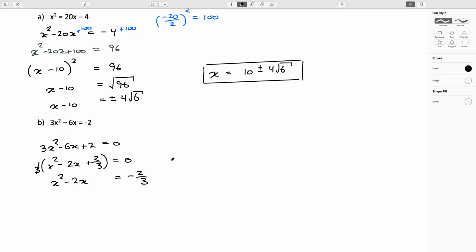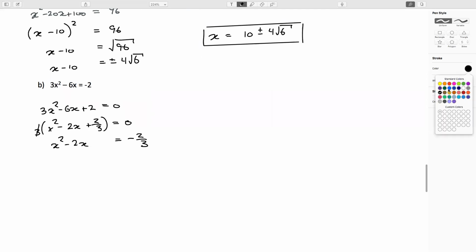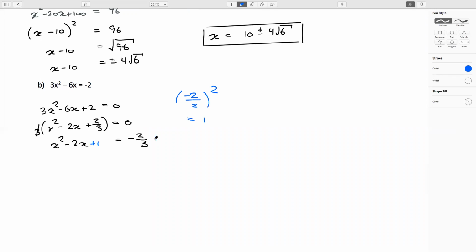We have to complete the square. In this question, b is negative 2, so negative 2 over 2 all squared is just 1. So we've got to add 1 to both sides. The left-hand side is a perfect square. It's going to be x minus 1 squared. But the right-hand side, we've got to deal with adding some fractions.